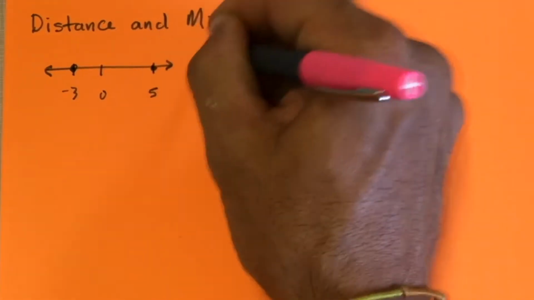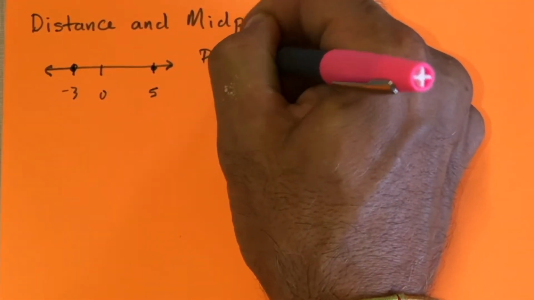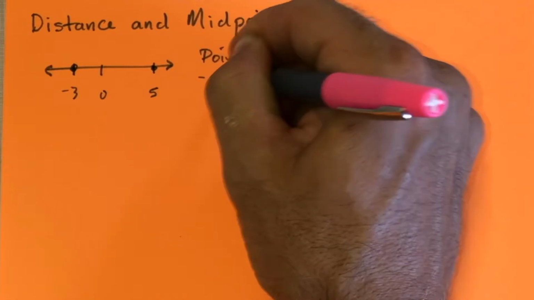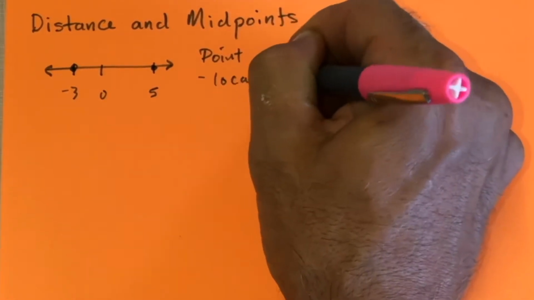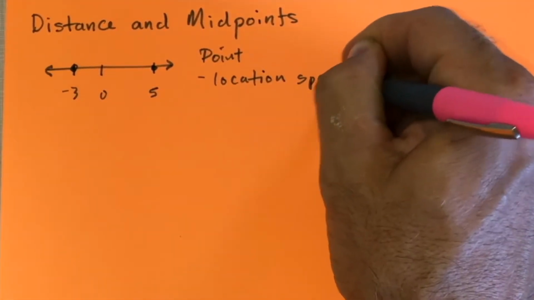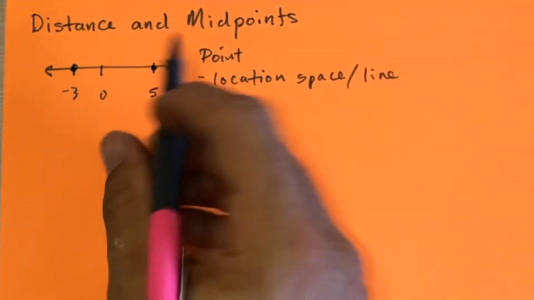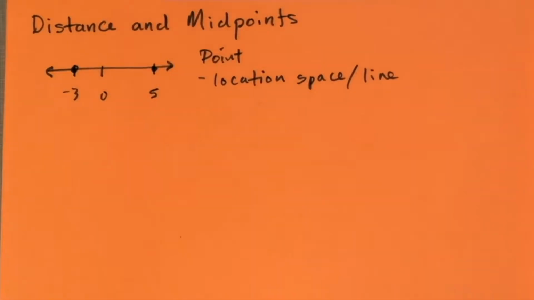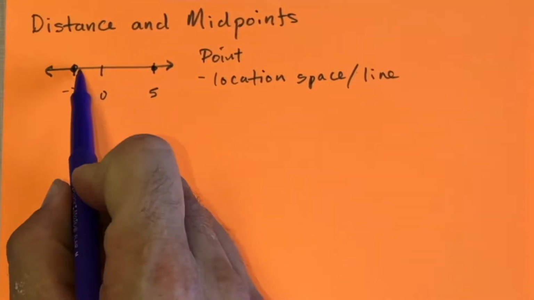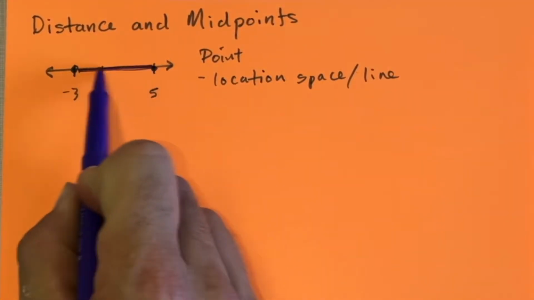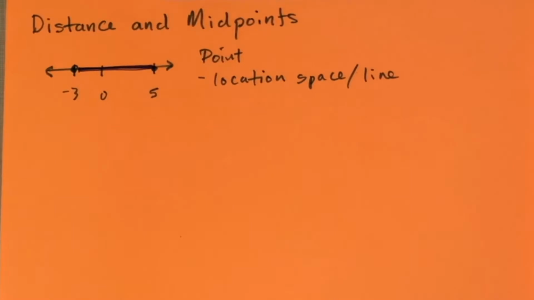Remember, a point is a location, right? It could be a location in space, could be a location on a line. And what we're basically doing is finding the space or distance in between those points. We're finding the space in between.